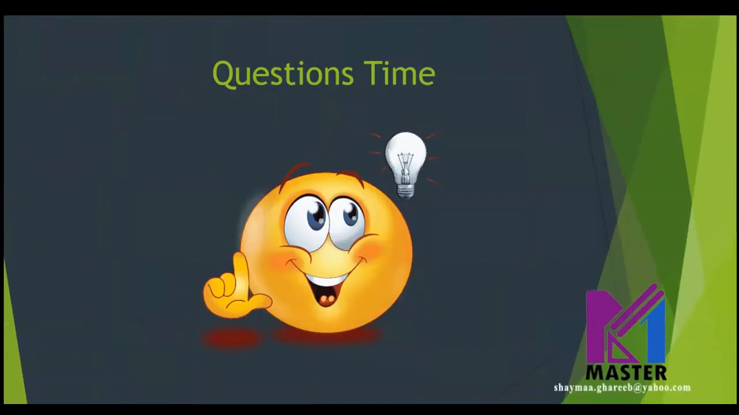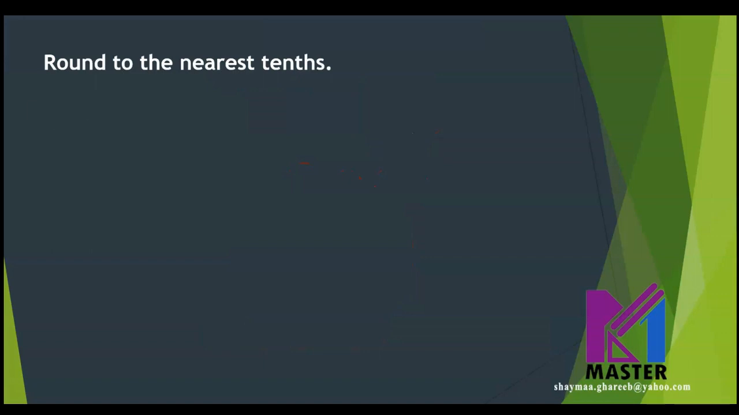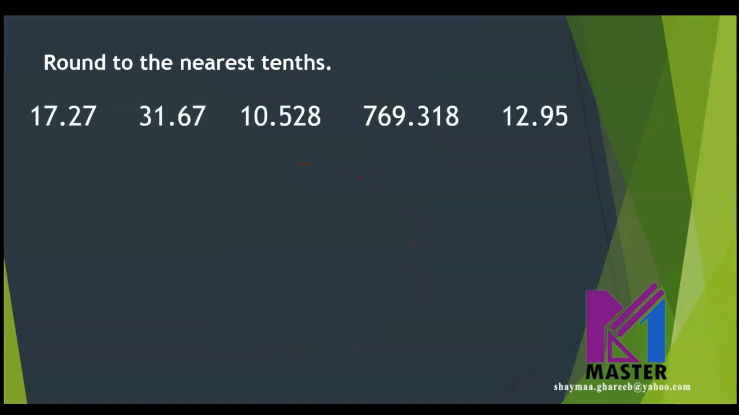Now let's have one more question. Round to the nearest tenth. These numbers, round each of them to the nearest tenth. Please do it on your own and then check your answer with the video. The first number, 17.27, will be rounded up. So it will be 17 3/10 or 17.3. 31.67 will be rounded up to be 31.7. 10.528 will be rounded down, so it will be 10.5.